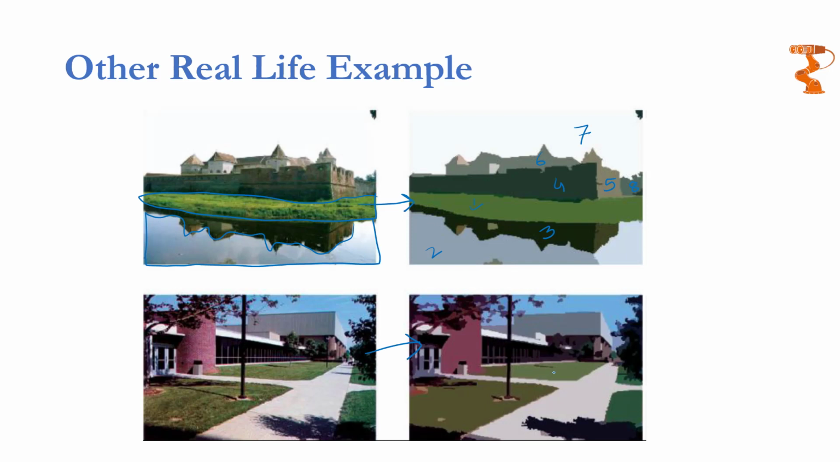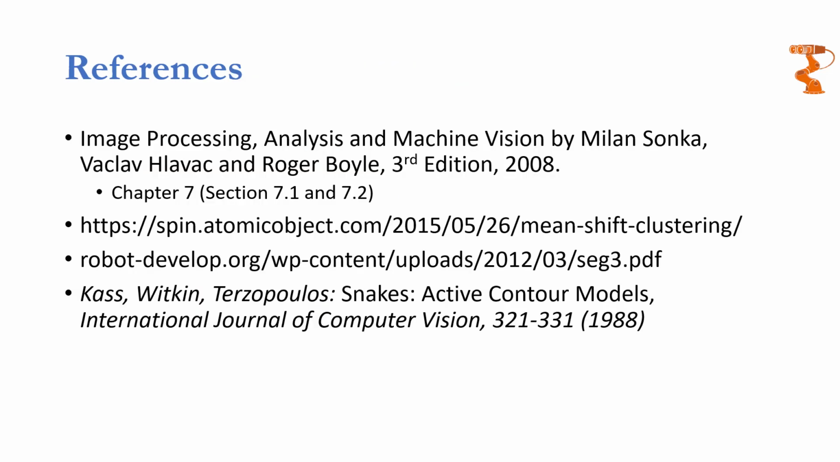This one is a mean shift segmented image, whereas this one is the real image. So I hope that you have understood how the mean shift algorithm works and how this mean shift algorithm can be used to segment out different regions of an image using, for example, color features. So here are the references for this lecture.